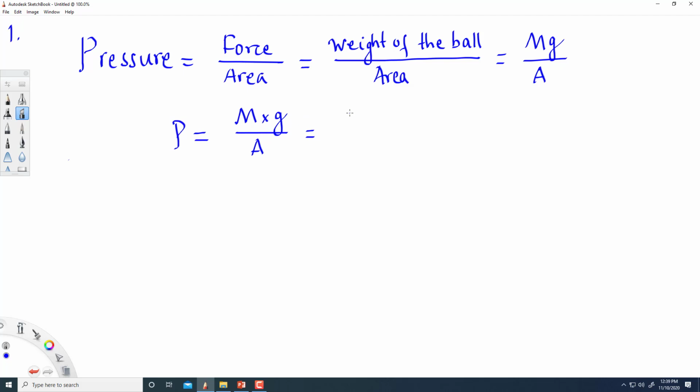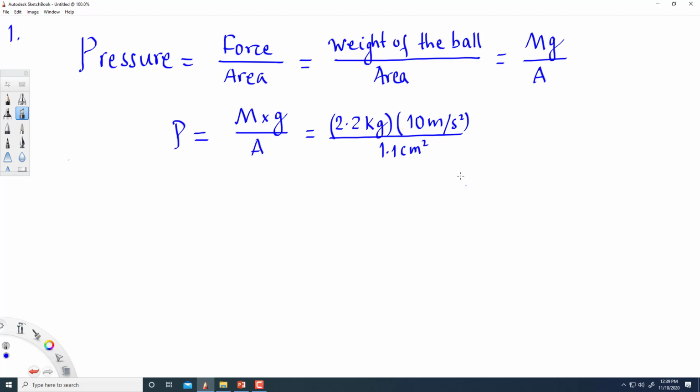Mass is given 2.2 kilogram. G, we already know the value of G. We have used that in several contexts. So that's 10 meters per second squared is the value of G, and the area is given 1.1 centimeters squared.